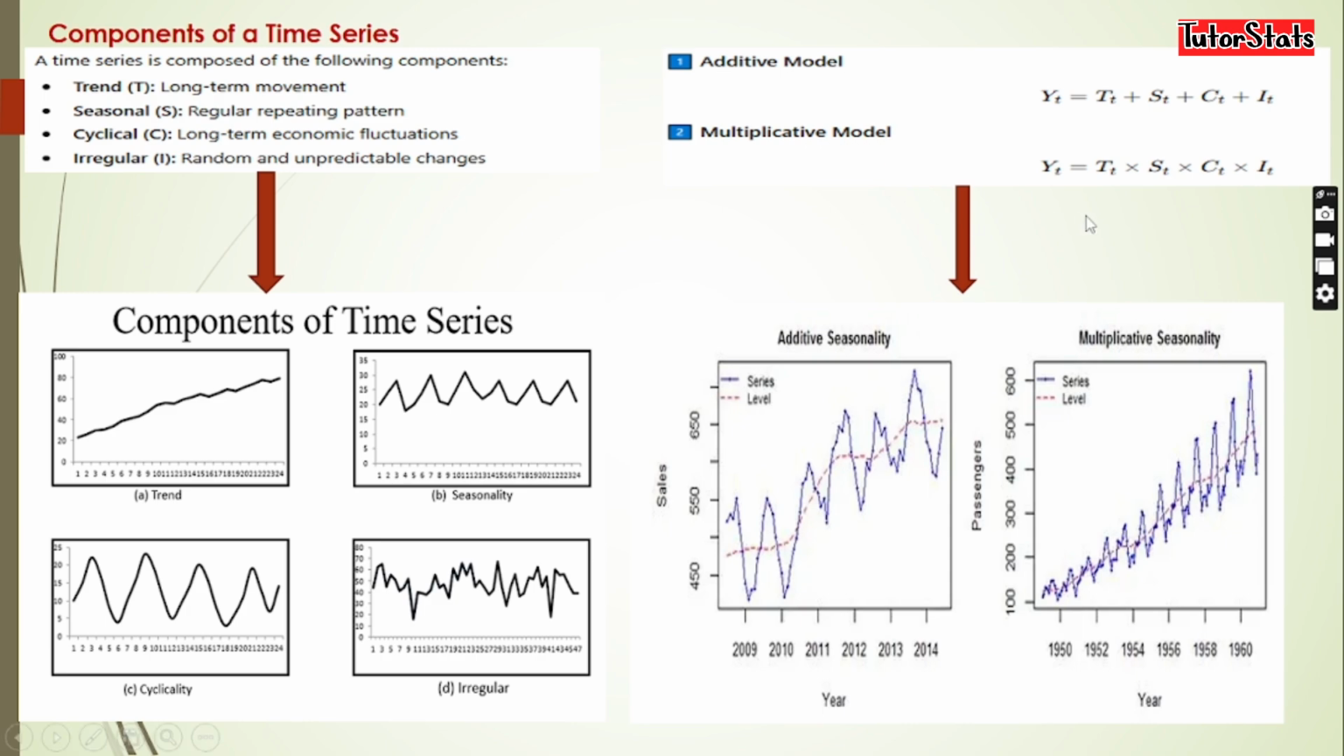In the multiplicative model, we assume total data is the multiplication of all the components. This model is used when seasonal fluctuations increase as the data grows. For example, as company sales grow, festival season sales increase by a large amount each year. So let me make it very simple. If the seasonal effect is constant, we can use the additive model. If the seasonal effect grows with data, then the multiplicative model is the best choice.